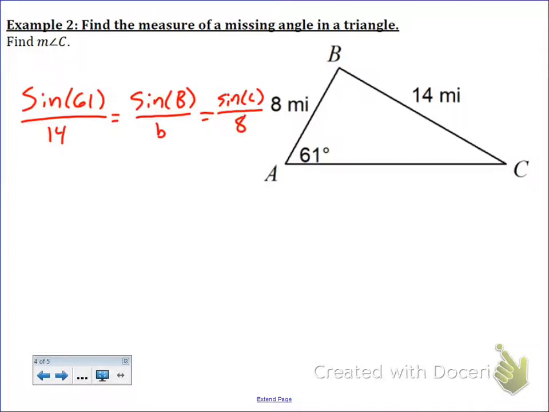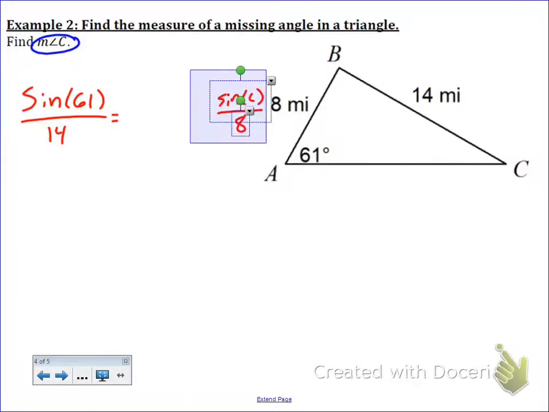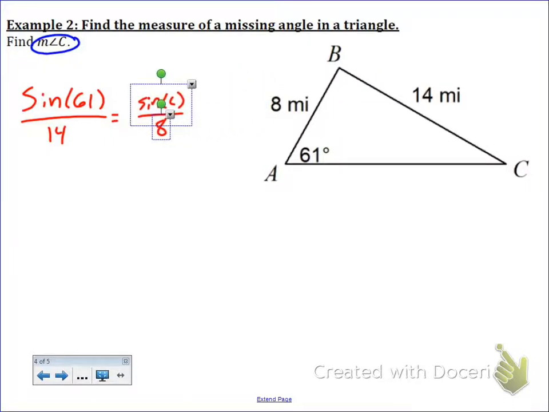Now in this particular case, right here in the middle of my proportion, I have sine of B over b, and what I'm looking for is the measure of angle C. So I don't really need this middle part of the proportion, so I can just get rid of it. It's not going to help me out in this case. The proportion I'm going to use is sine of 61 over 14 equals sine of c over 8. And we're going to cross multiply like we've done previously.